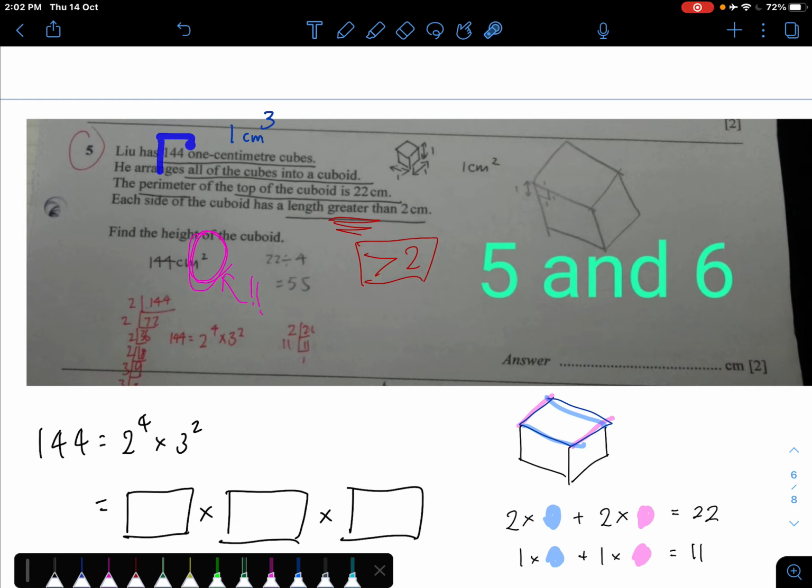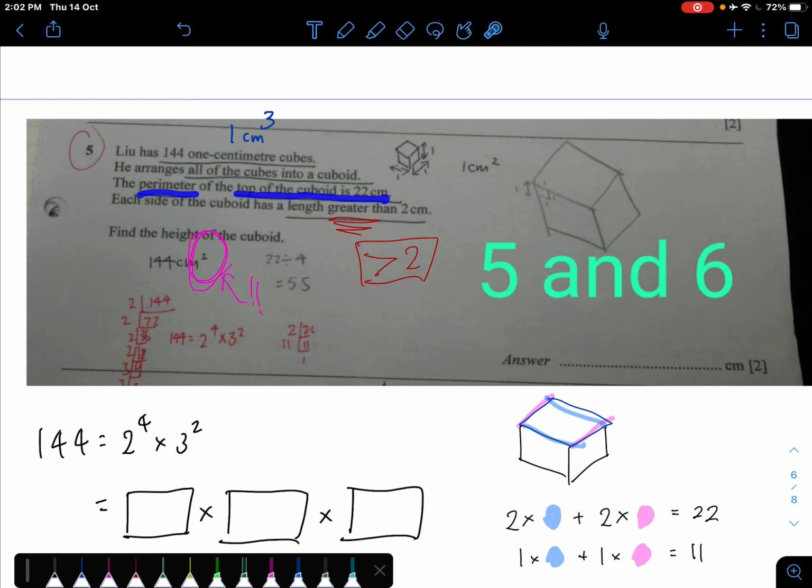Then you have 144 of these blocks, so you want to build it up into a perfect cuboid, okay? Perfect meaning you don't have any dents, any missing cubes or anything. It's just a perfect cuboid that's fully filled, meaning you can just find its volume by taking length times breadth times height.